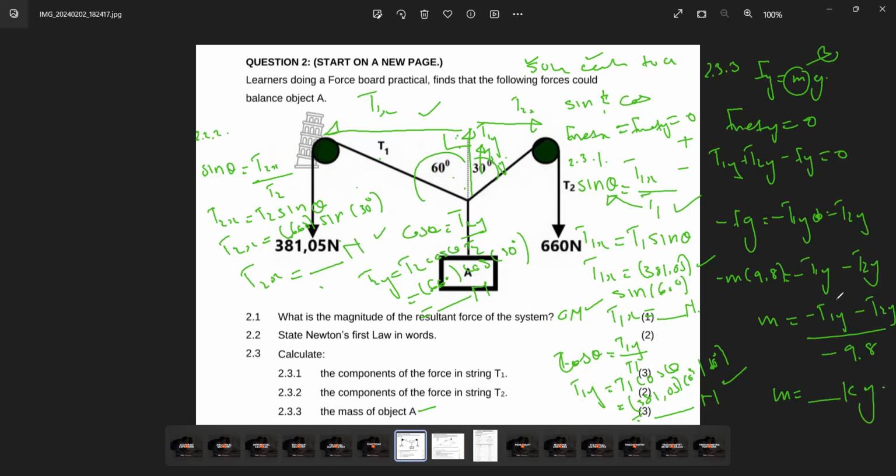Here T1y is this one and T2y is this one. It's just that I didn't make use of my calculator, but to make sense of everything. So yes, we came to the end of today's series.